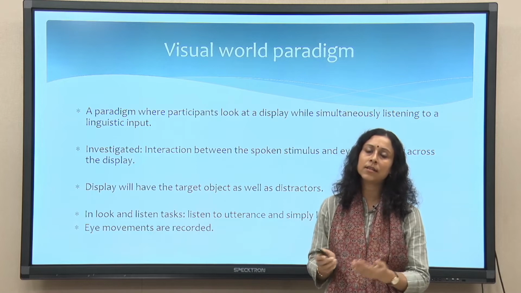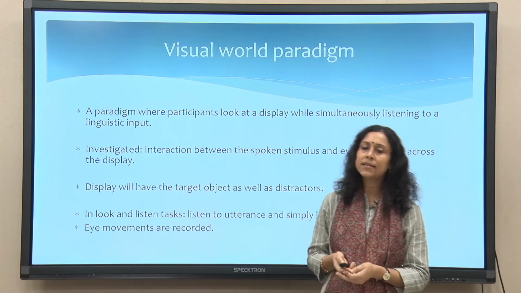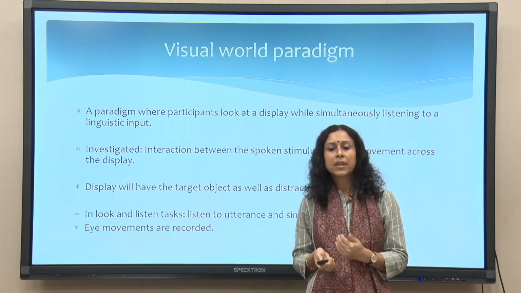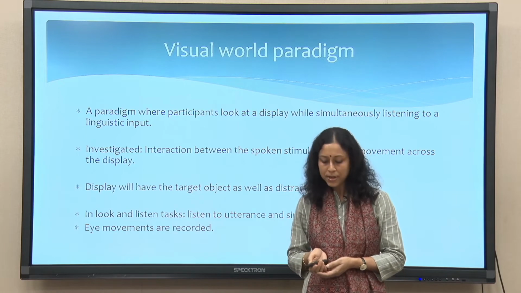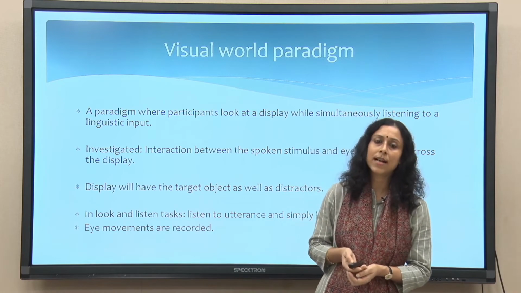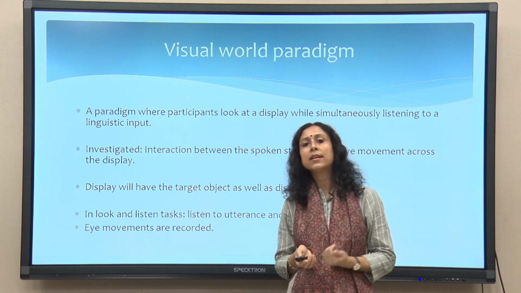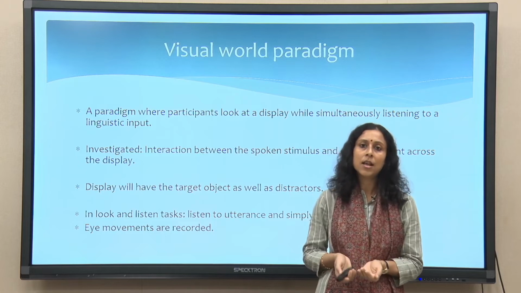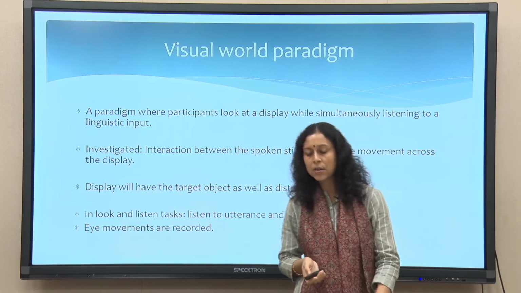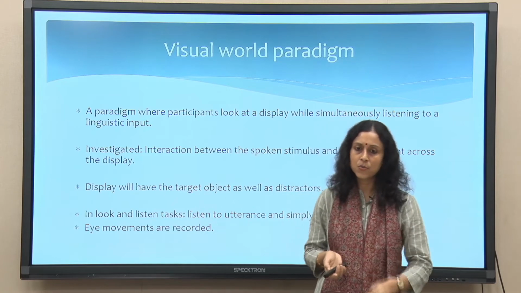In another kind of visual world study, there is no task, it is just look and listen. So, you only look at the display without doing anything, and you are listening simultaneously. Here they have to simply look, and the eye tracker picks up the eye movement on the scene. So, what happens even when there is no overt task? You see the difference. In one case there is goal directed behavior, in the other case there is no such goal, and then you can look at how the eye movements differ in terms of attention allocation and so forth.